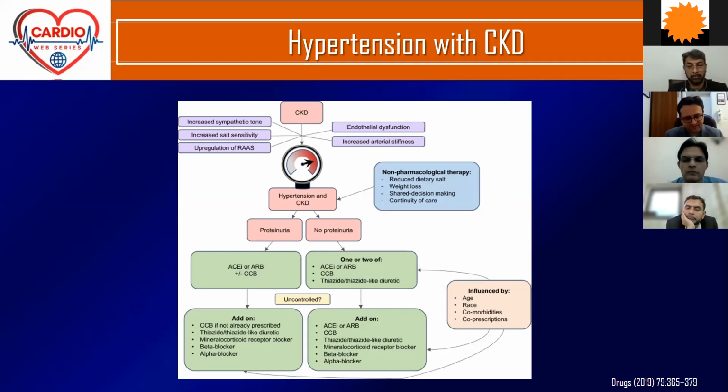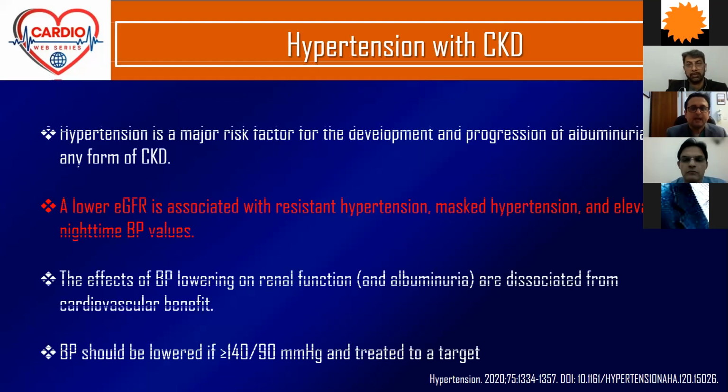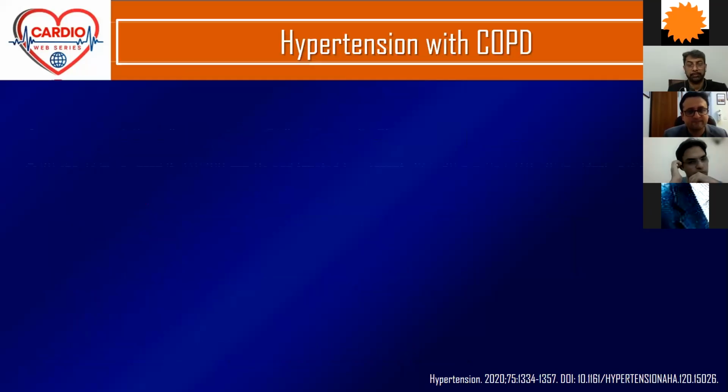I know if they have advanced CKD numbers, a lot of us prefer beta blockers and alpha blockers rather than continuing to increase their ACE, ARBs, and diuretics because of obvious possibility of worsening of their renal function with these drugs. What we know is that a lower EGFR in these CKD patients is associated with resistant hypertension, masked hypertension, and elevated nighttime BP values. So in addition to probably trying to control their daytime readings, probably a 24-hour BP monitor is indicated in this population to make sure we are giving them the full benefit of the therapy and trying to improve the end outcomes in this patient population.